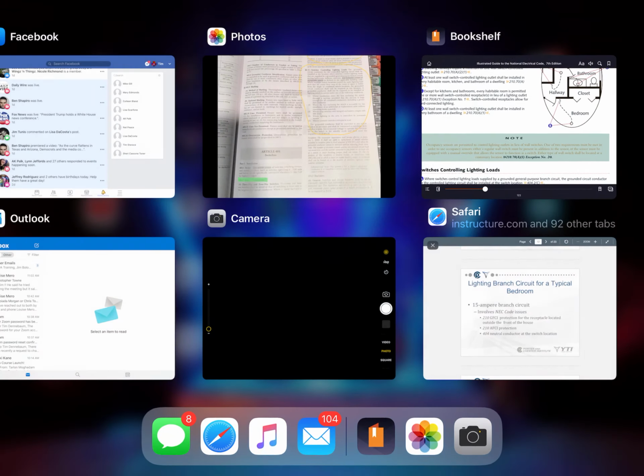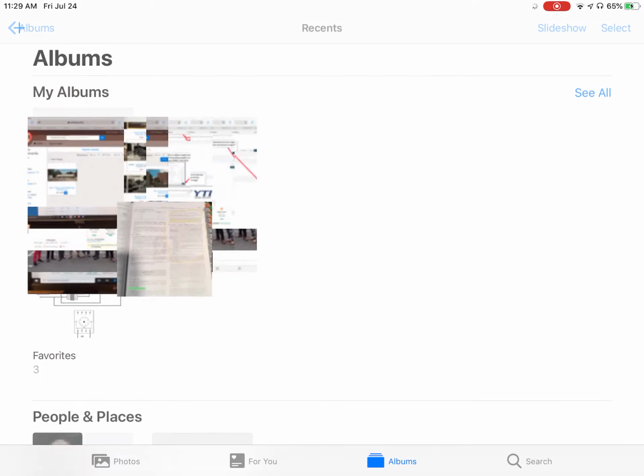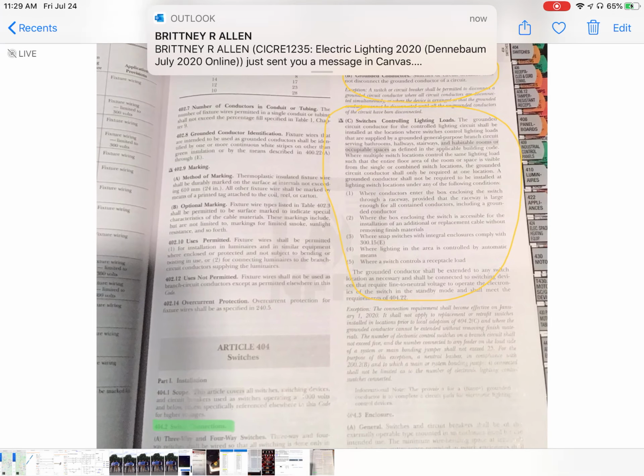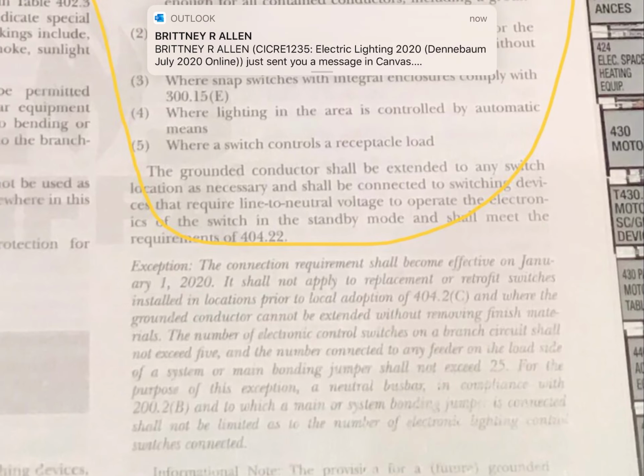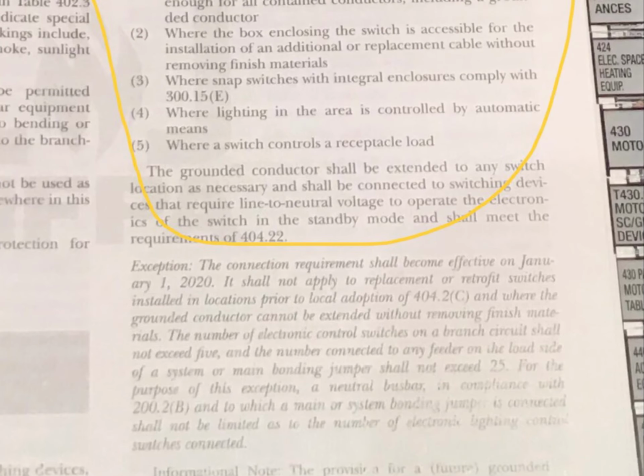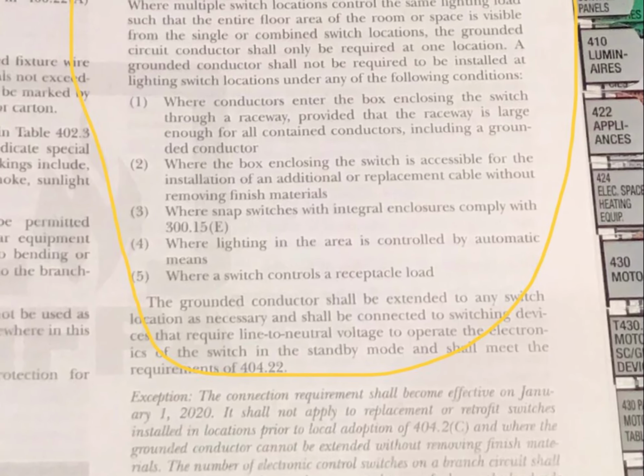Let me just go into the code book here for a second. I got a picture here. I just want to show you guys this. It says here, the grounded conductor. So we know, guys, that the grounded conductor is the neutral, right? That's the other name for a neutral. Shall be extended to any switch locations necessary and shall be connected to a switching device that requires line to neutral voltage. That would be an occupancy sensor. To operate the electronics of the switch in a standby mode and shall meet the requirements of 404.202.c.